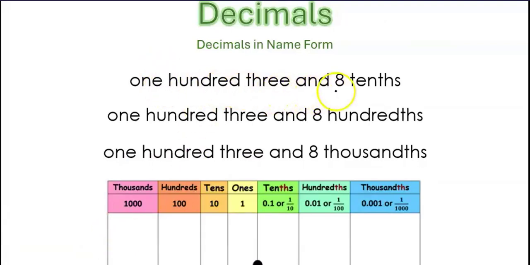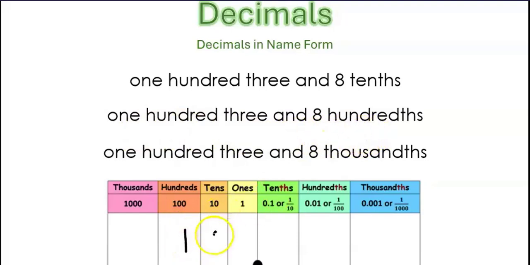103 and 8 tenths. So I know before the "and" is the whole number. We have 103, so that's going to go here. And then the 8 tenths goes in the tenths place. And there we have it, 103 and 8 tenths. Okay, let's try the next number. The next number is 103 and 8 hundredths. Let's see how that changes it.